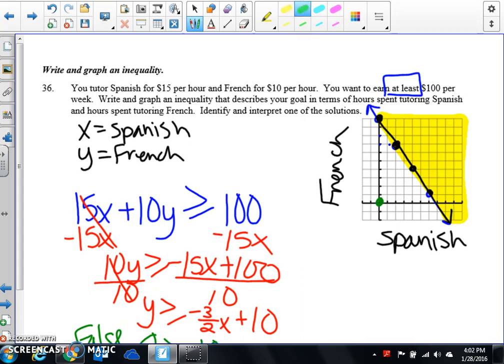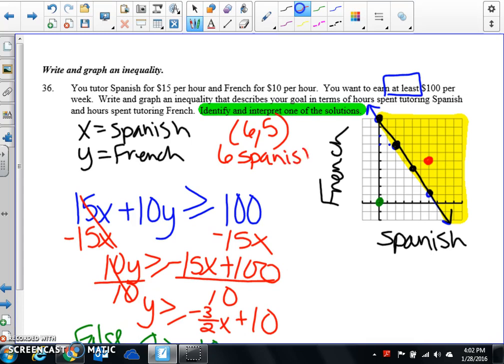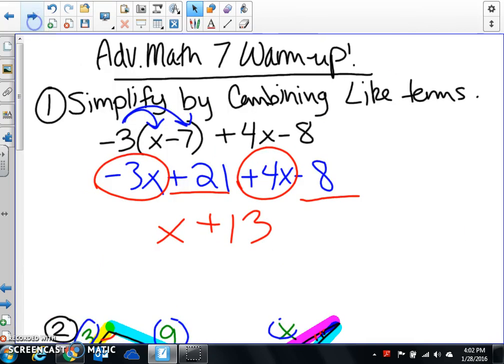Now, don't forget, right here it says, identify and interpret one of the solutions. You can pick any point in that entire yellow shaded area, or on the line because it's a solid line. That boundary line is included. So let's just use this little guy. That point is 6, 5. Remember, my X was Spanish, my Y is French. So one thing that I could do if I wanted to make at least $100 per week is tutor 6 hours in Spanish and 5 hours in French. And I'm guaranteed to make $100 or more. And that's it.